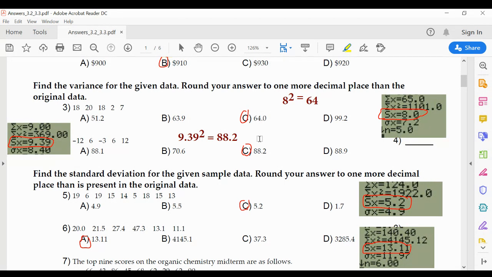You have the five numbers. You put them into a list. You go to calculate one variable stat, list 1, list 2, whatever you're using. It gives you Sx, sample standard deviation of 9.39. You square that, and that gives you your correct variance of 88.2.